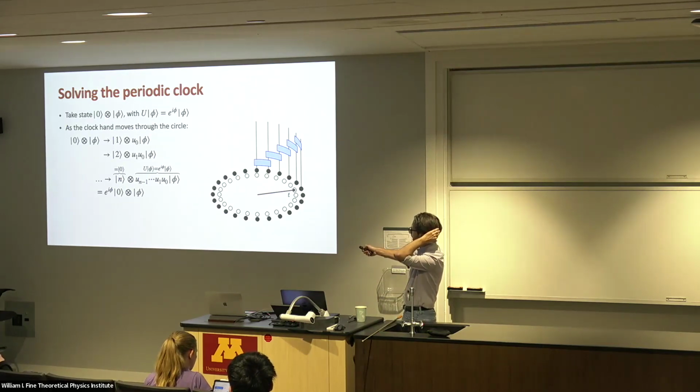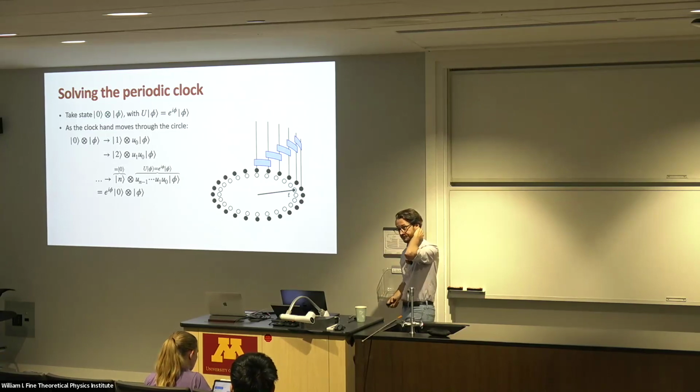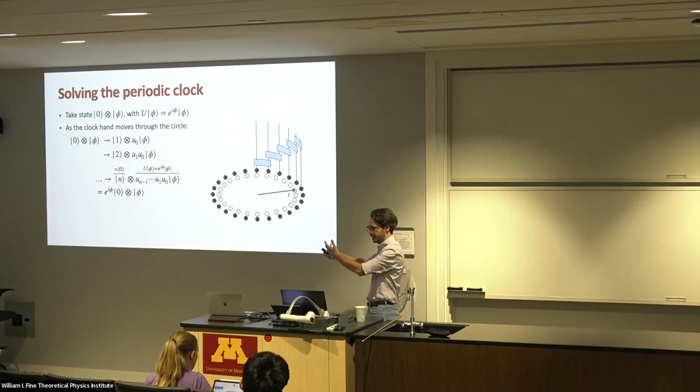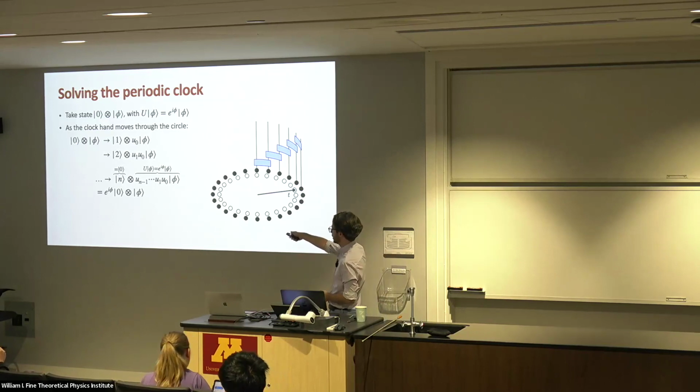Let's consider taking a state of this form where the clock is initialized in the 0 position and the quantum computer is initialized in one of these Floquet eigenstates. Okay, any state phi that is invariant under the action of the unitary up to picking up this phase e to the i phi. Now, what happens as the clock hand moves through the system? Well, we start out from here, okay? So the clock is in 0 and the quantum computer is in state phi.